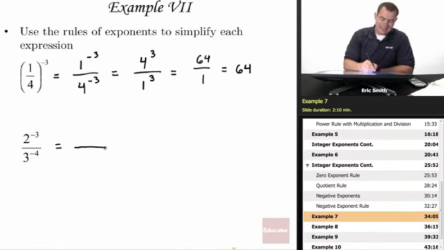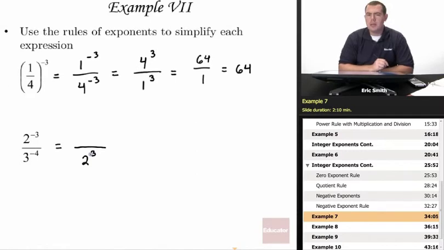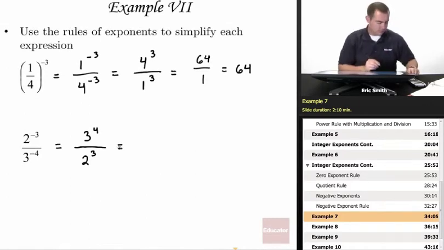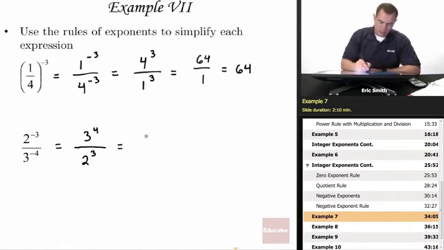So 2 to the negative third power. That'll end up in the bottom as 2 to the third. 3 to the negative fourth power, that one's going to go into the top as 3 to the fourth. And then we'll go ahead and simplify from here.